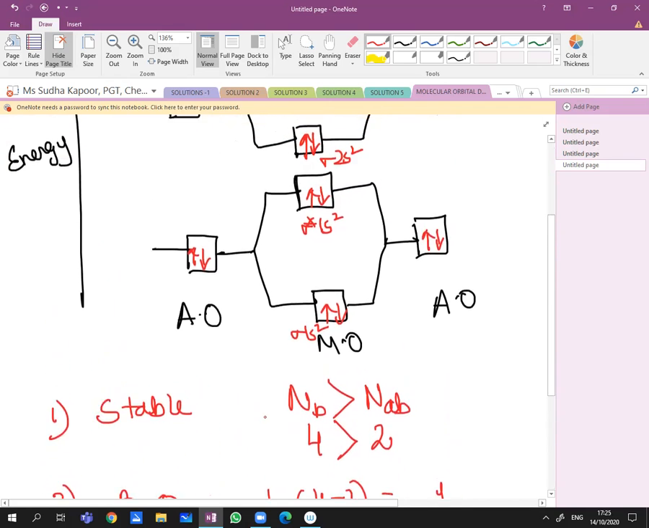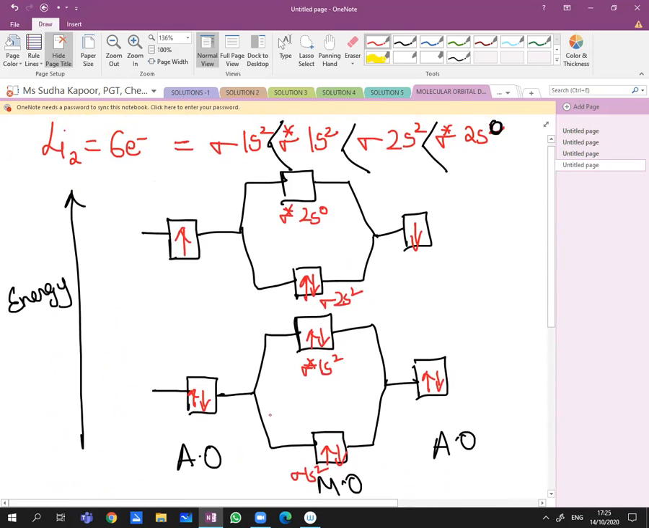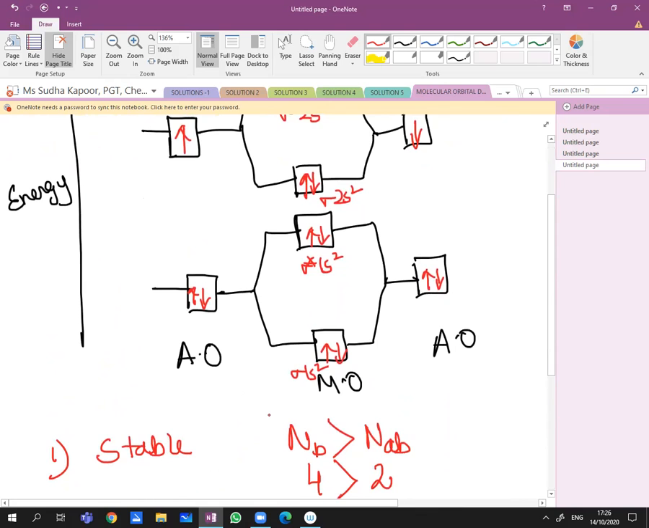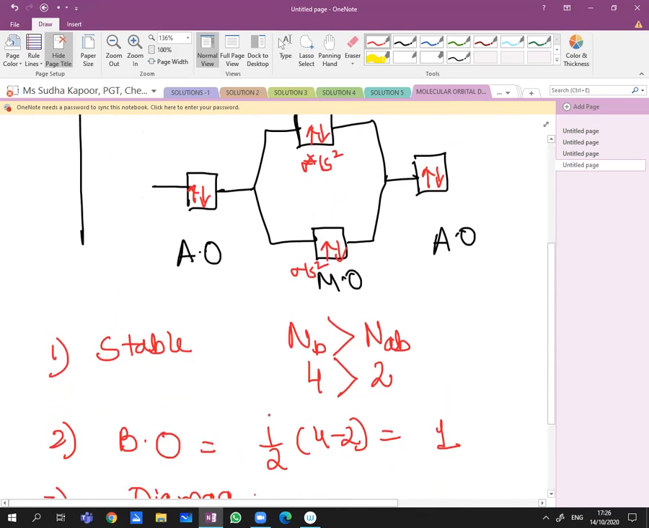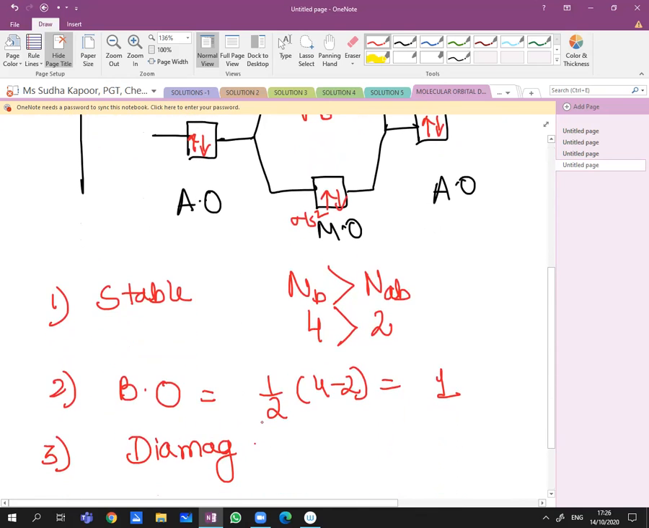Calculation, drawing of diagram. First thing is writing the configuration. Second thing is drawing the diagram, calculating the stability, bond order and diamagnetic character. So these are the few steps to be followed when we are writing the configuration. In the next video, we will be meeting with the molecular orbital diagrams of the other higher ones, that is nitrogen, oxygen, fluorine. So till then, revise the topic.